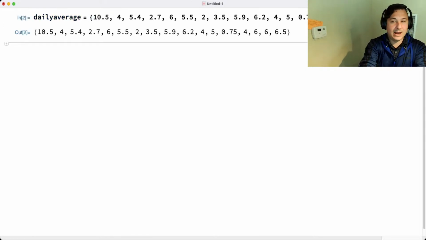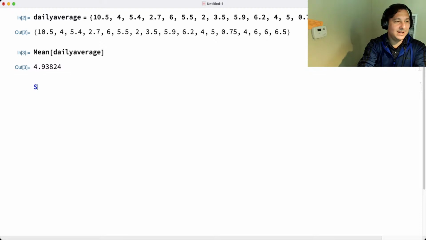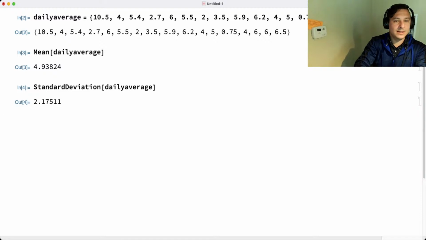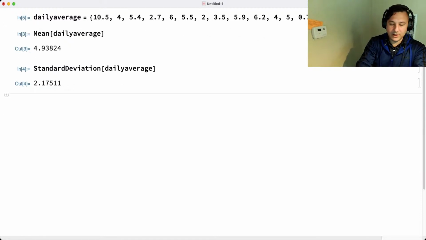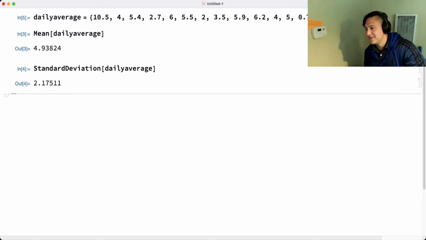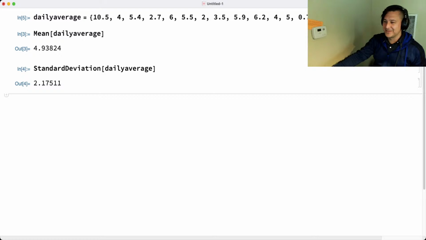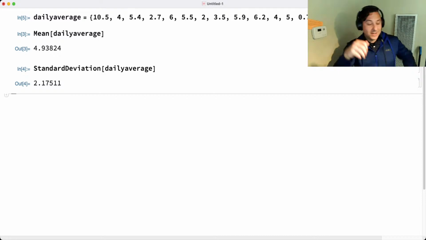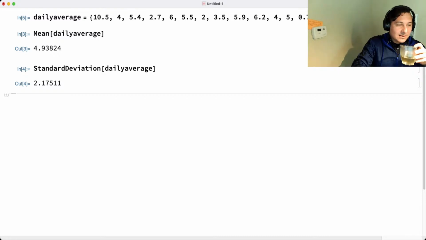So, let's calculate what the mean is of our daily average. Okay, 4.9, and what's the standard deviation of our daily average? Okay, cool. So according to this is why the phones go by faster. Yeah, I know. The years go faster always on our phones. So according to this, the daily average for us as a group is 5 with a standard deviation of about 2.